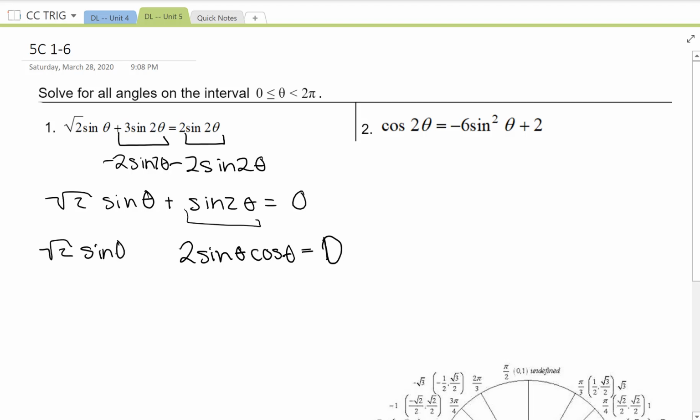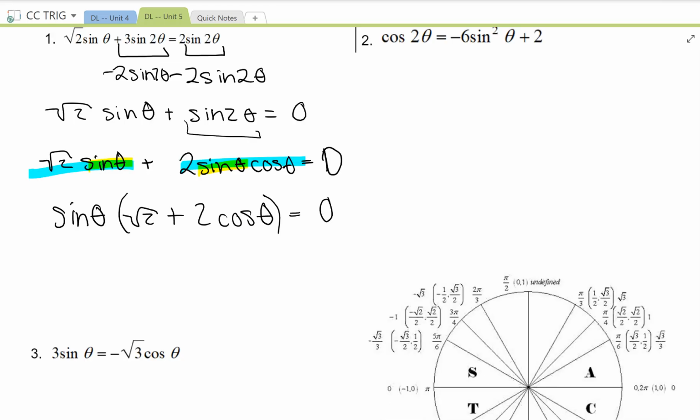Can you factor this? Yes. You've got 2 terms and a common factor of sine. Yay! So factor out sine theta. All right, we factored out a sine theta, and now we're going to use the zero product property. Sine theta equals 0. Hey, we've done this several times. That would be 0 and pi on the unit circle. And then we're going to solve this one.